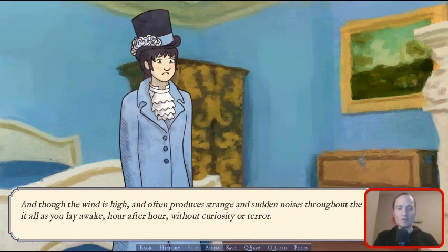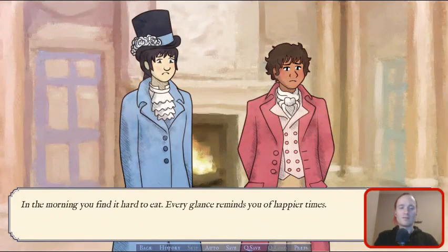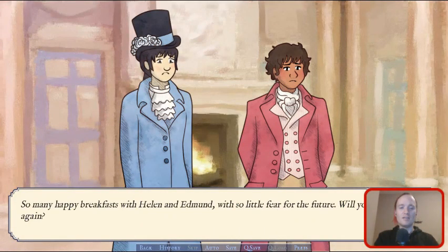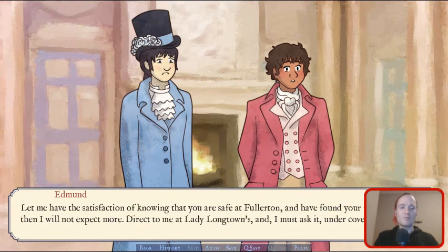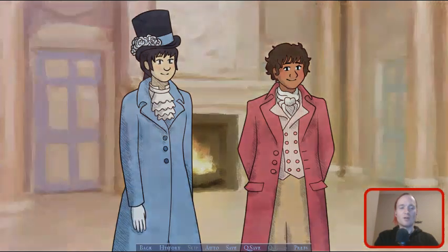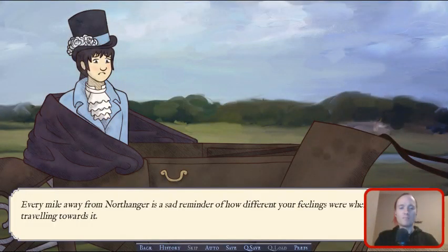"Suddenly, noises throughout the house. You hear it as you lay awake hour after hour without curiosity or terror." How disappointing. I'm confused about that message. Yep. Hard to read Henry's. Well, maybe it would help if we actually read the stuff. I think we just assumed someone was dead.